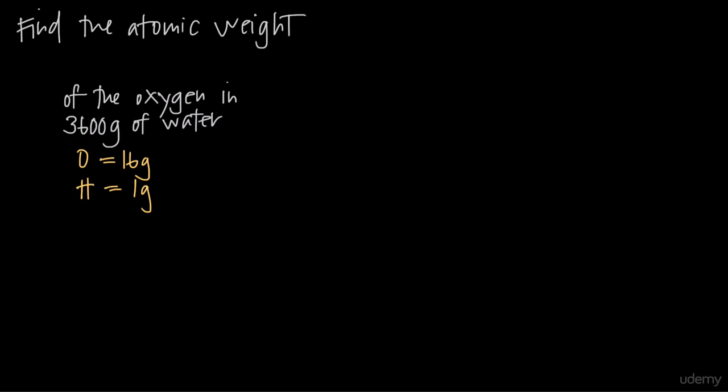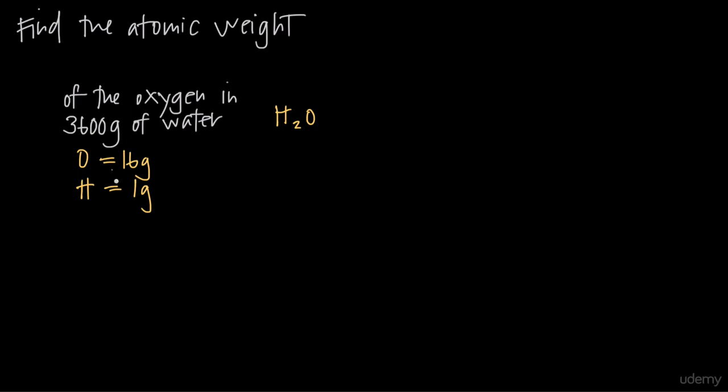In this video, we're talking about how to find the weight of an element inside of a molecule. And in this particular example, we've been asked to find the weight of just the oxygen in 36 grams of water. So what we're talking about here is water, and we know that water is H2O, which tells us that it's made up of 2 hydrogens and 1 oxygen.